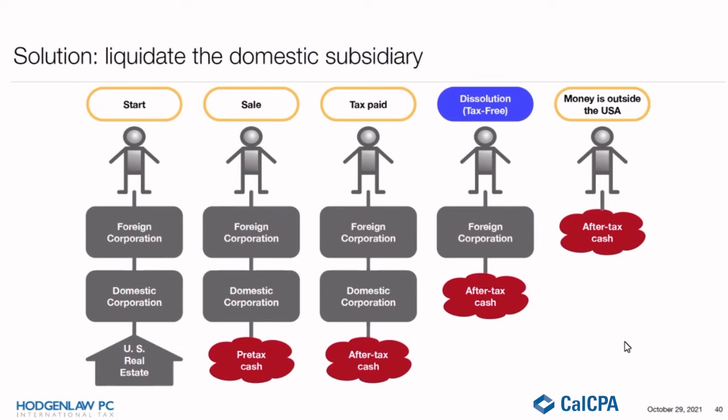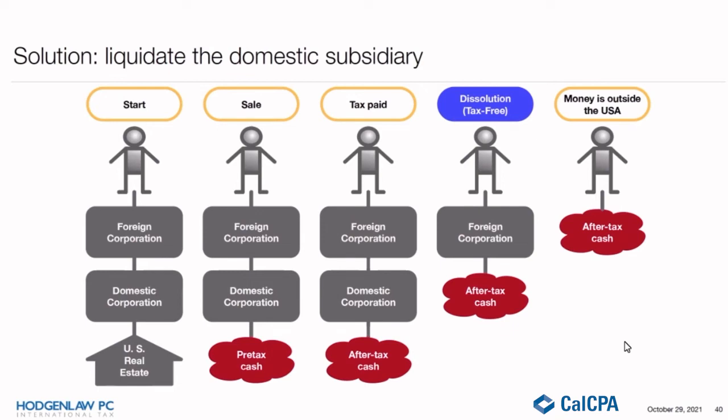So what happens there? Well, what happens there is that's treated as functionally as if the foreign corporation sold its stock back to the domestic corporation in return for all of the assets of the domestic corporation, which is after-tax cash. That is going to be a tax-free event, and I'll leave it to the next slide to tell you the technical reasons why.